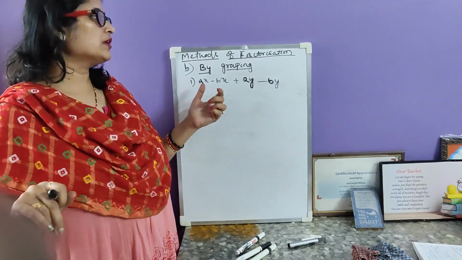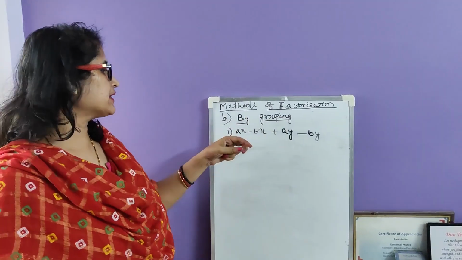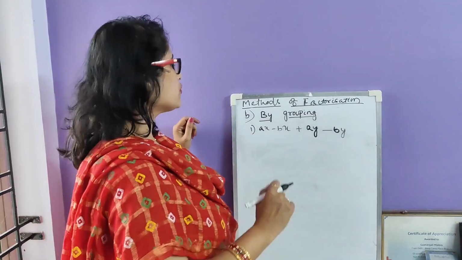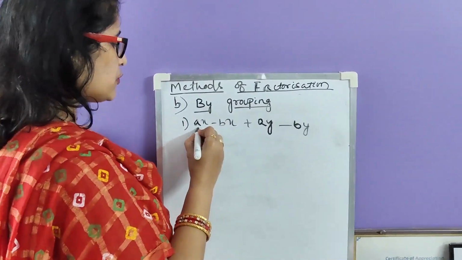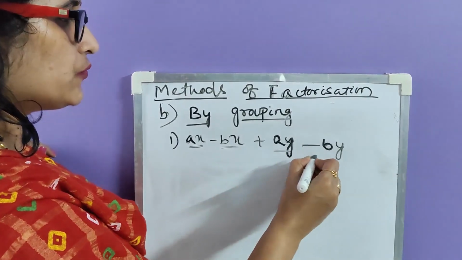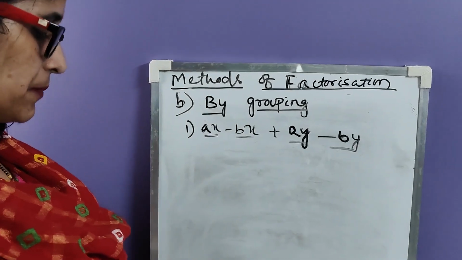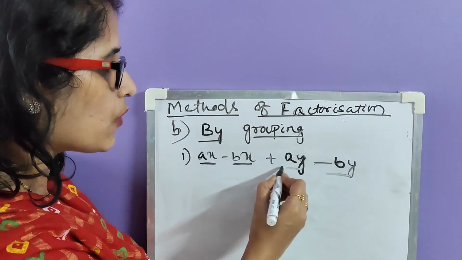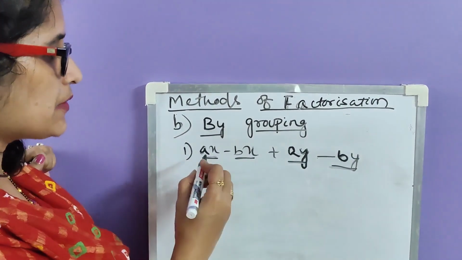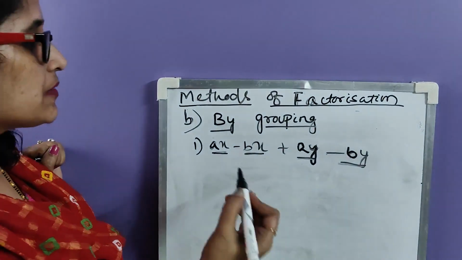So let's do the second one by grouping, and let's take this example. Now why are we doing this grouping method? Because now see here 4 terms, 1, 2, 3, 4. 4 terms are there, but out of these 4 terms, sometimes what happens, we are not able to get a common factor of all the 4 terms. At that time we will arrange and take common factor by grouping.